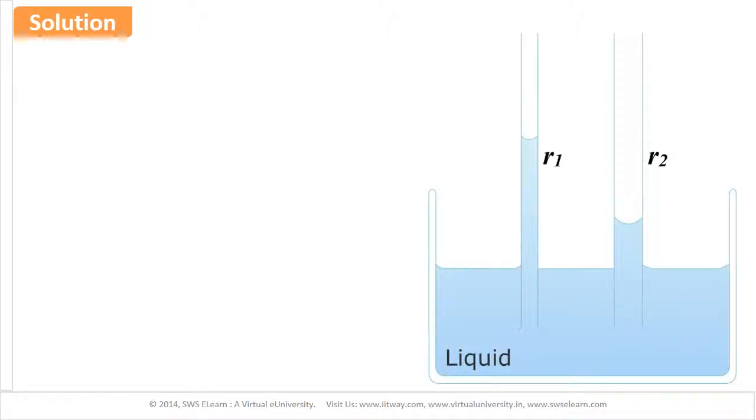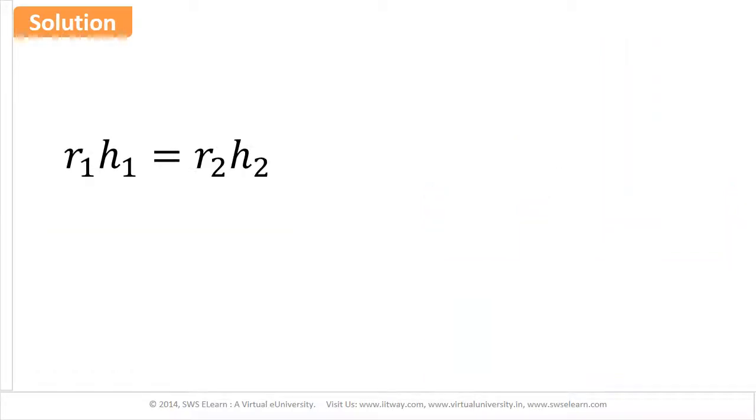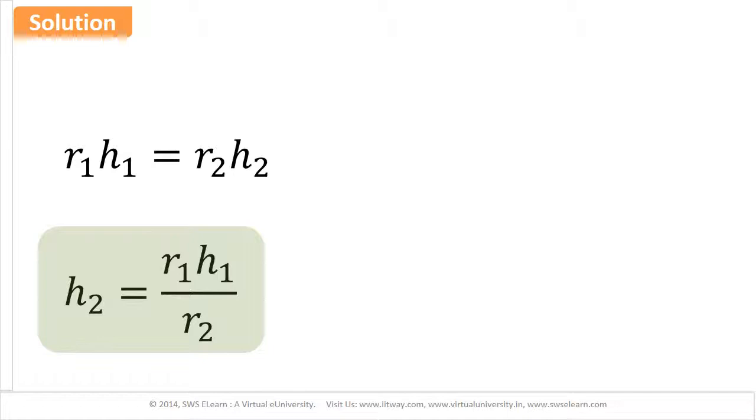Solution. This problem deals with the topic of surface tension. The relevant equation to solve this problem is R1 H1 equal to R2 H2. In this equation, the values of R1, H1 and R2 are given. We want to find out the value of H2. Hence, rearranging the equation, we get H2 equal to R1 H1 upon R2.